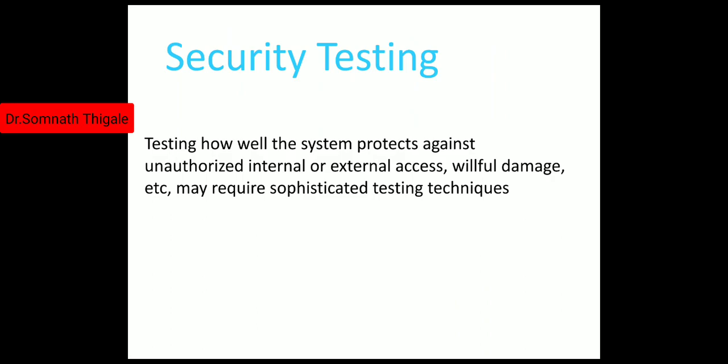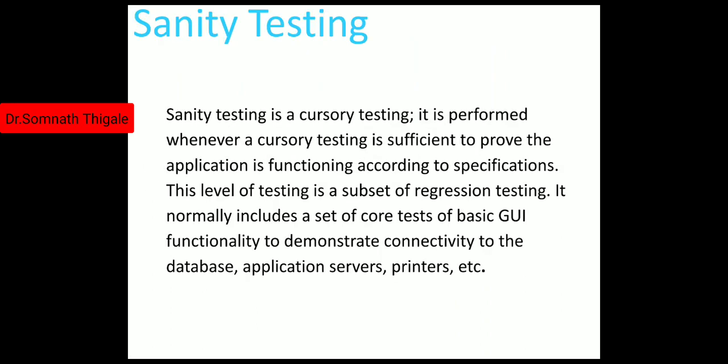Next is security testing. Testing how well the system protects against unauthorized internal or external access. Security testing plays an important role depending on the three important parts we discussed in the class, that is authentication, authorization, and privileges. Based on authentication, authorization, and privileges, your system access must be decided, whether it happens or not. That type of testing we call security testing.